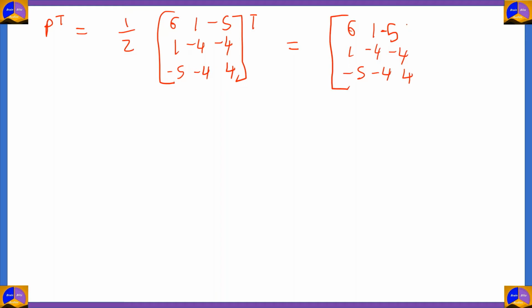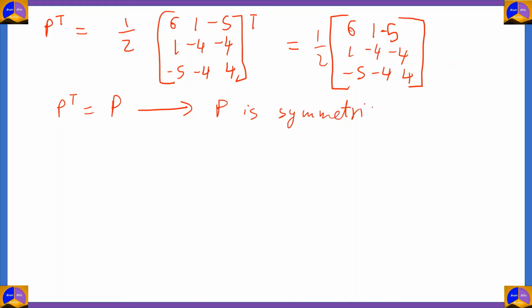Even when we're interchanging the rows and the columns, it'll still be the same. So the matrix remains the same. What it means is that P transpose is equal to P, which signifies that P is symmetric. So the matrix P is symmetric. Now let's look at another matrix, Q.